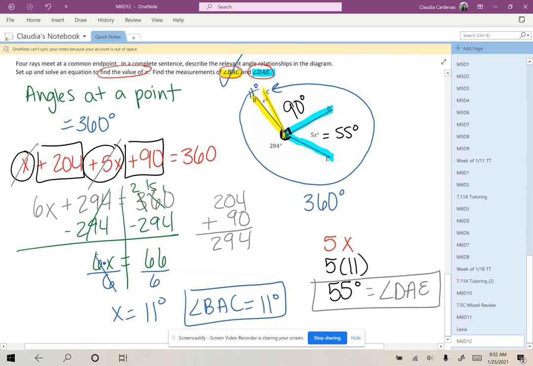So to sum up, we can use angle relationships to write equations to solve for missing angles. Angles at a point add up to 360 degrees. Angles on a line add up to 180 degrees, and an angle with a square at the corner is a right or 90-degree angle. Let's try some more independently.